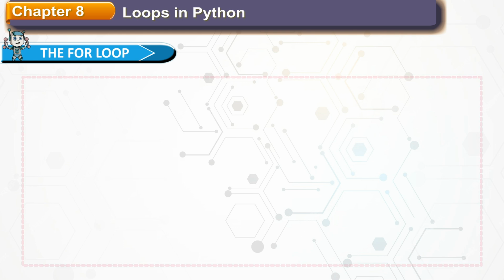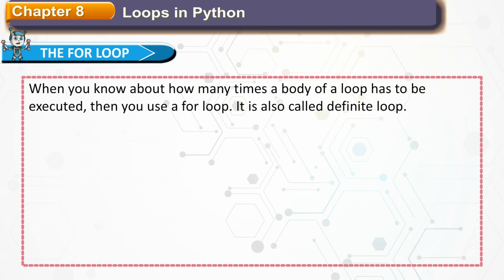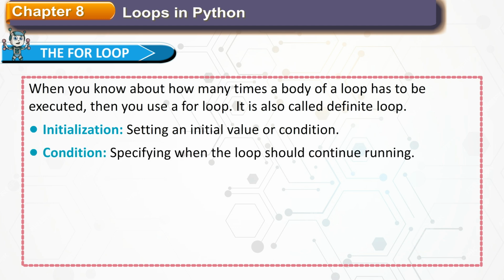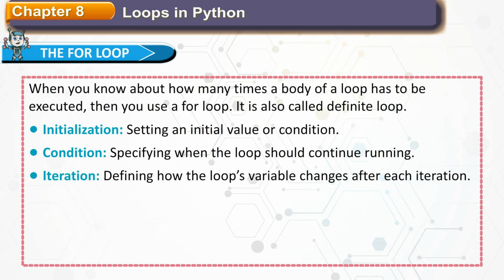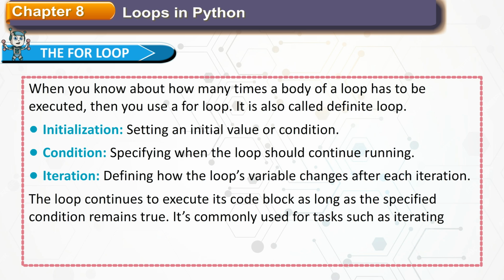The for loop. When you know about how many times the body of a loop has to be executed, then you use a for loop. It is also called a definite loop. Initialization, setting an initial value or condition. Condition, specifying when the loop should continue running. Iteration, defining how the loop's variable changes after each iteration. The loop continues to execute its code block as long as the specified condition remains true.